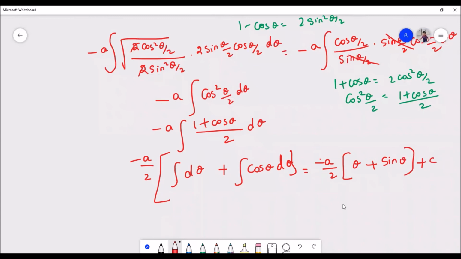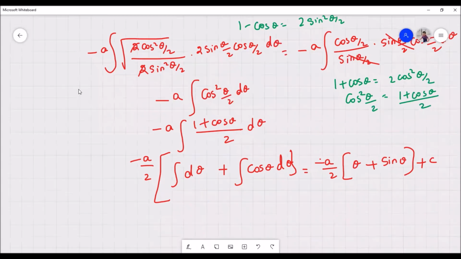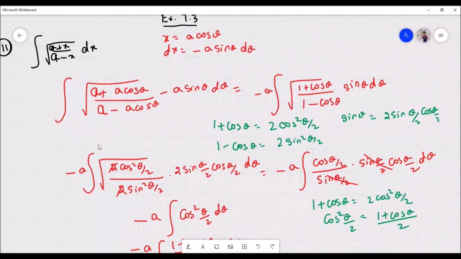No. The question is given in terms of x. We have done the substitution. Let me check the substitution. We substituted x is equal to a cos theta. So now let us find out what theta is equal to from this. First, x is equal to a cos theta gives cos theta is equal to x by a, or theta is equal to cos inverse of x by a.